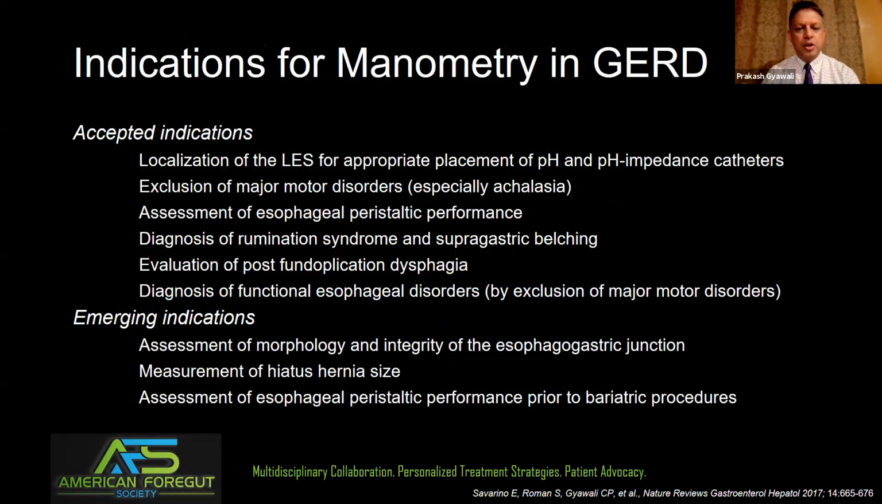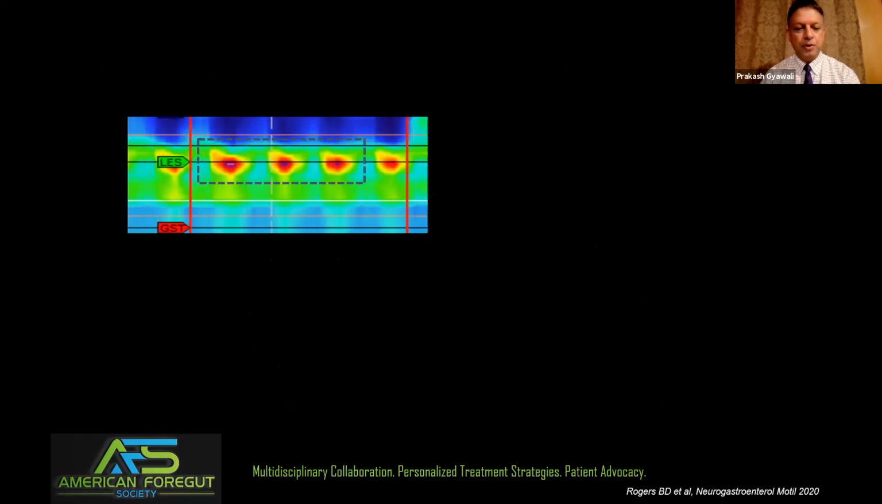Now, with manometry, remember that one of the most important roles of manometry in reflux disease is to rule out achalasia, in addition to making a diagnosis of these non-reflux syndromes. But in the patient who needs additional management, it is also useful for assessment of esophageal peristaltic performance and for assessment of the morphology and integrity of the esophagogastric junction.